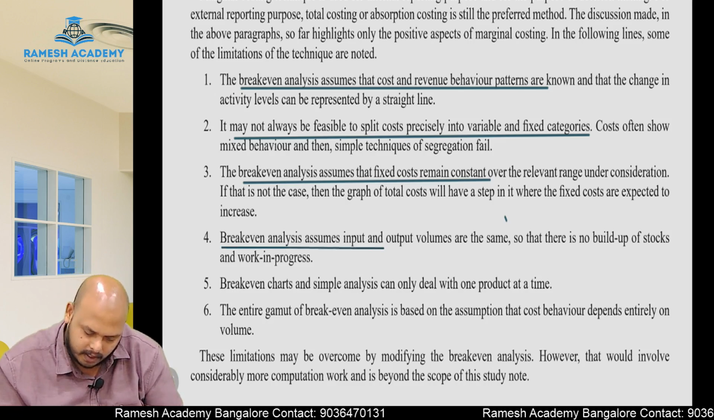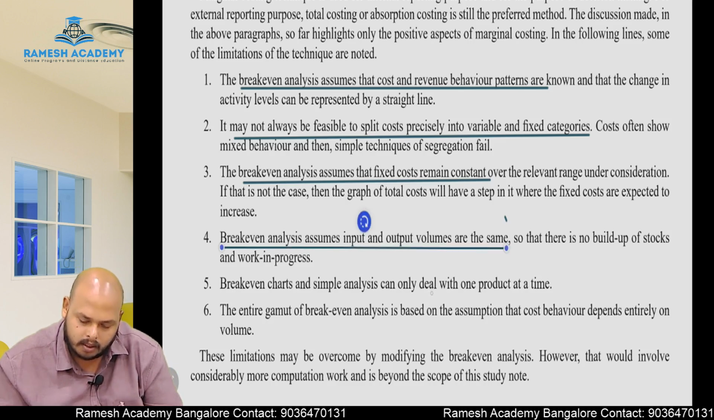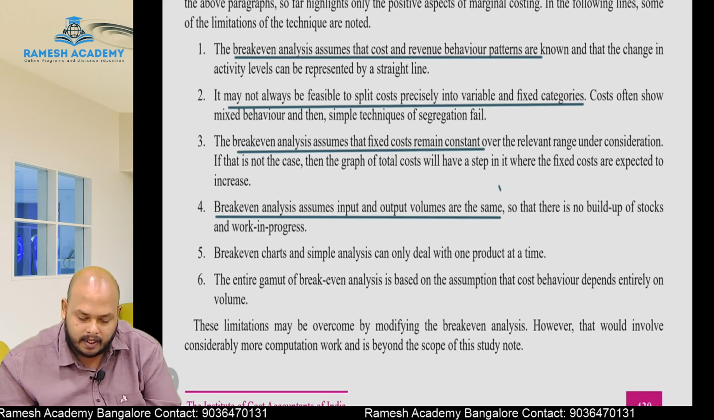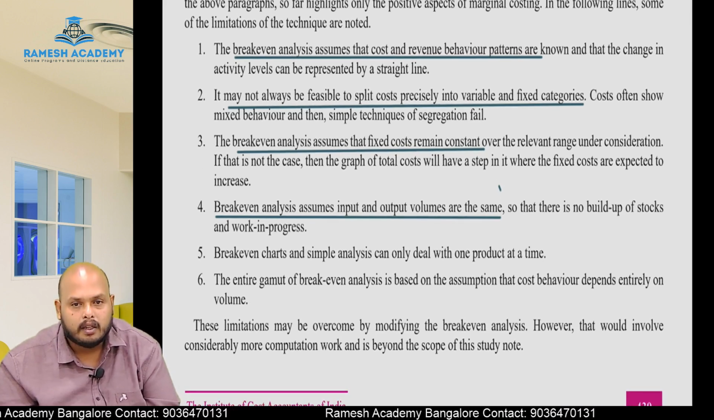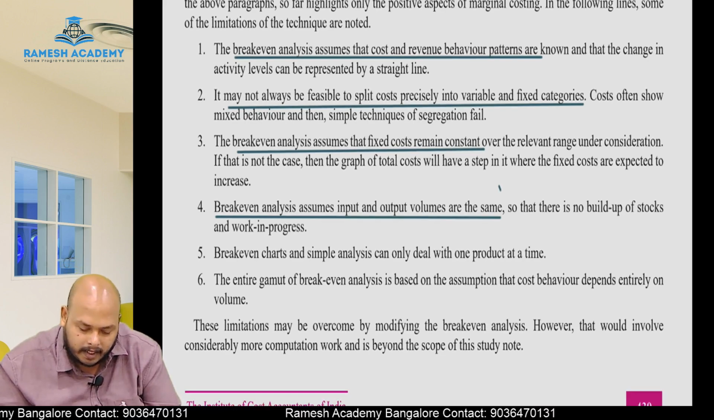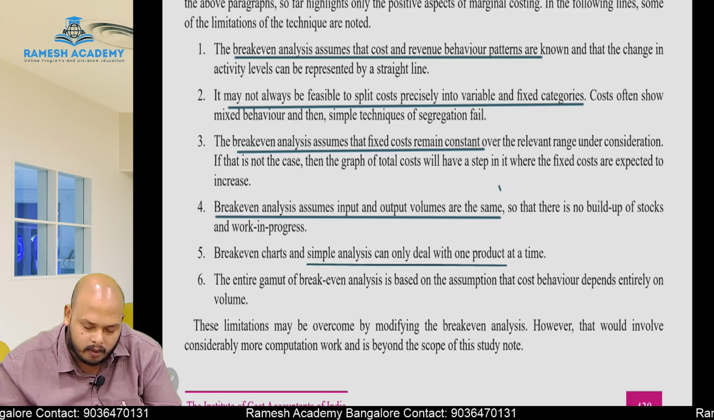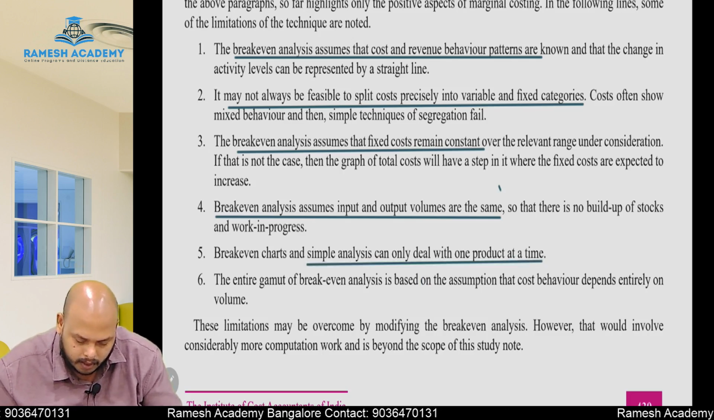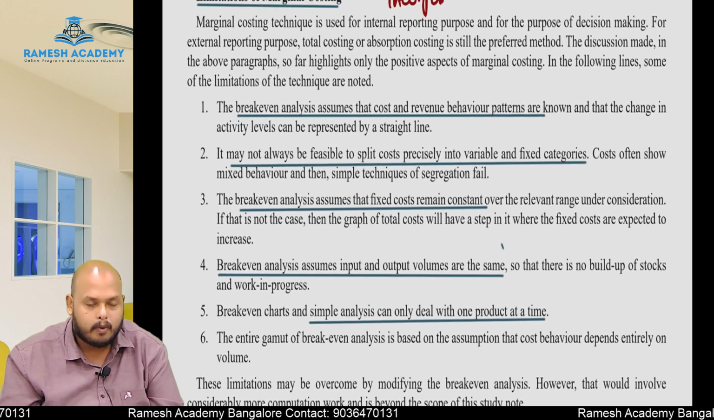Break-even analysis assumes that input and output volumes are the same. Next, break-even charts and simple analysis can only deal with one product at a time. These break-even charts can deal only with a single product, and multiple products cannot be dealt with here. Another example you can also write.